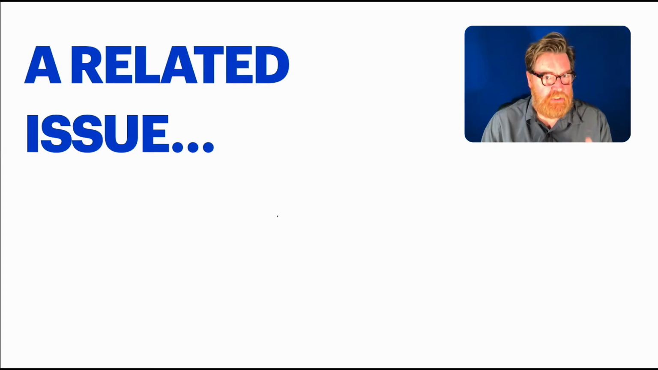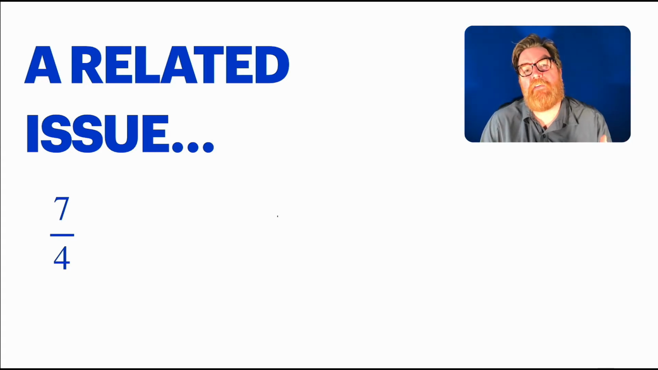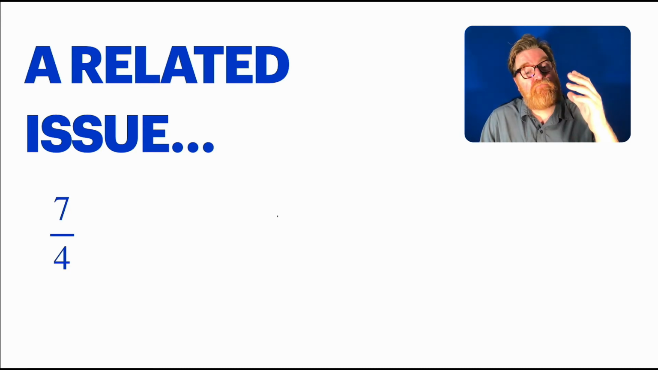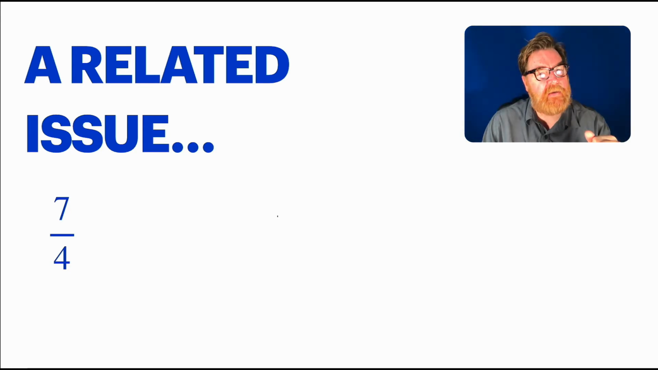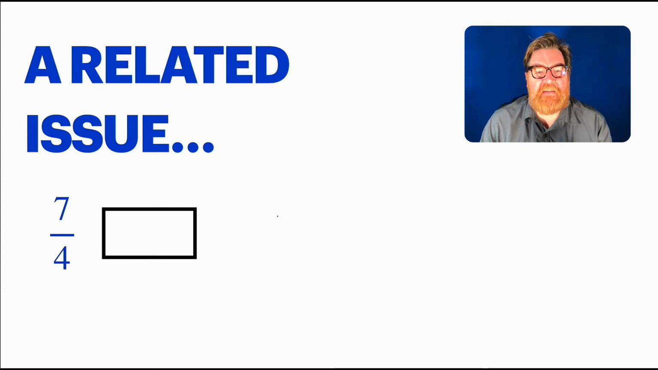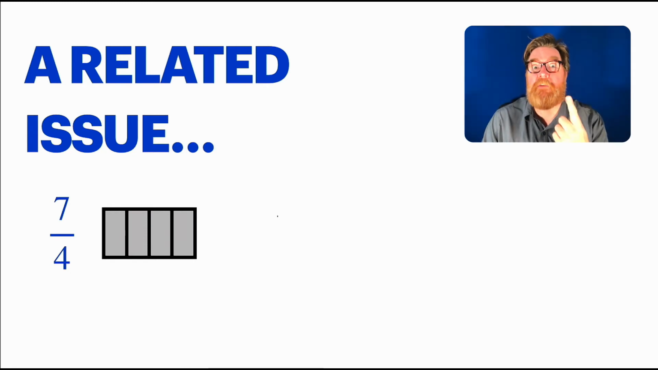Here's a related issue. What do you think we mean by that fraction? 7/4. It's a little different than the ones we've seen so far because this time the numerator is bigger than the denominator, isn't it? Well, let's use our bars to make sense of this. All right, there's a bar. If I split it into 4 equal pieces and keep all of them, that's one whole, right? 4/4 is 1. But we need 7/4. That means we need more than one bar.